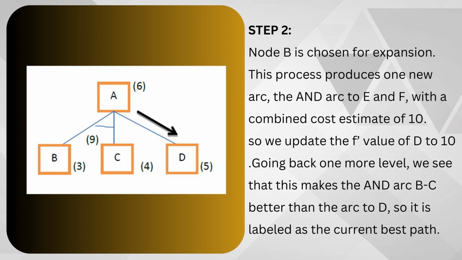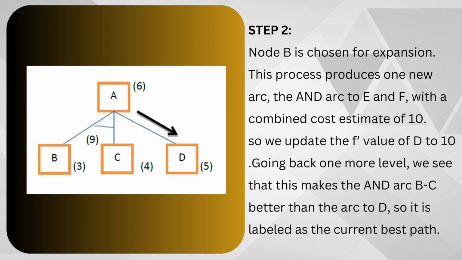Node B is chosen for expansion. This process produces one new arc, the AND arc to E and F, with a combined cost estimate of 10. So, we update the f value of D to 10. Going back one more level, we see that this makes the AND arc B to C better than the arc to D. So, it is labeled as the current best path.